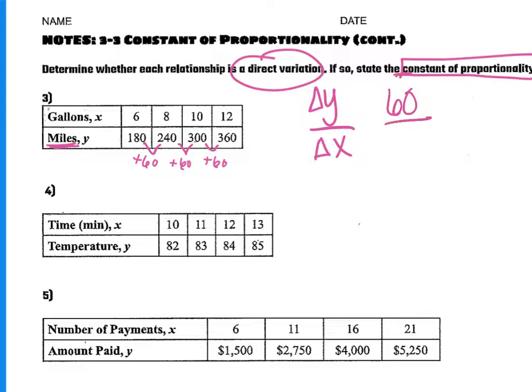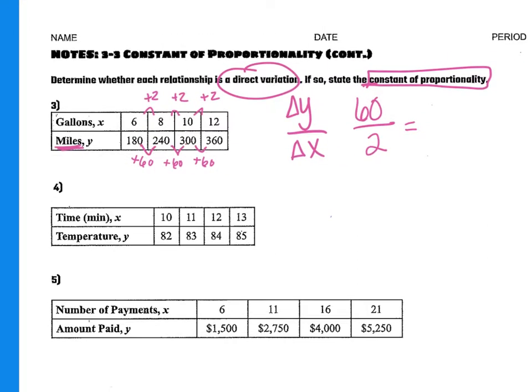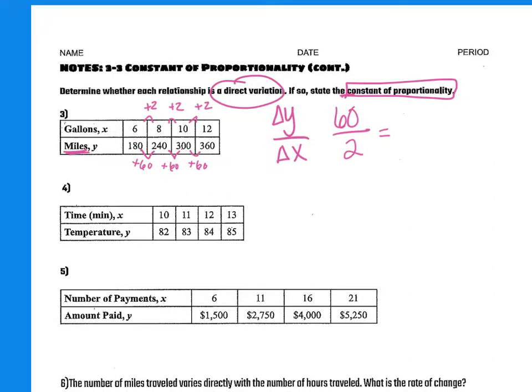That's my top number. And then my change in x. So 6 to 8, 2. 8 to 10. And then 10 to 12. So 60 over 2. And I want to make that smaller. I want to reduce that down, or divide it, technically.